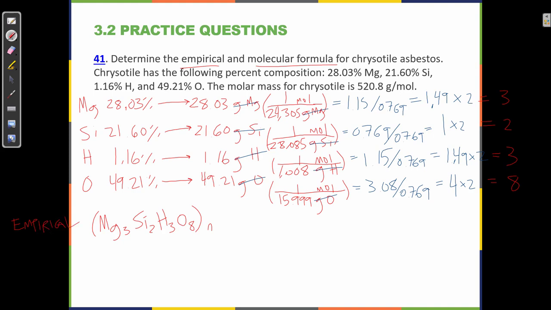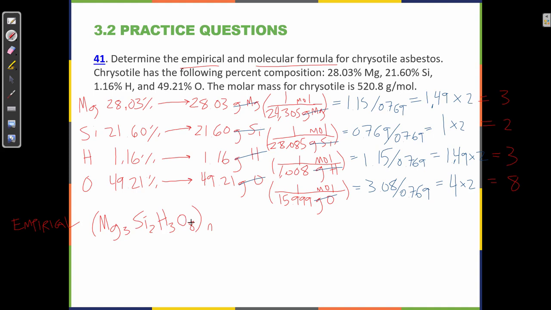So now I'm asked to calculate the molecular formula. So the piece of information that I need that I did not have in the last problem is the molar mass for the molecule. If I know what the molecule weighs, or what the formula unit weighs, grams per mole, then I can use this information to determine what this N is. So the way to do that is to calculate the formula mass of the empirical formula that we just calculated.